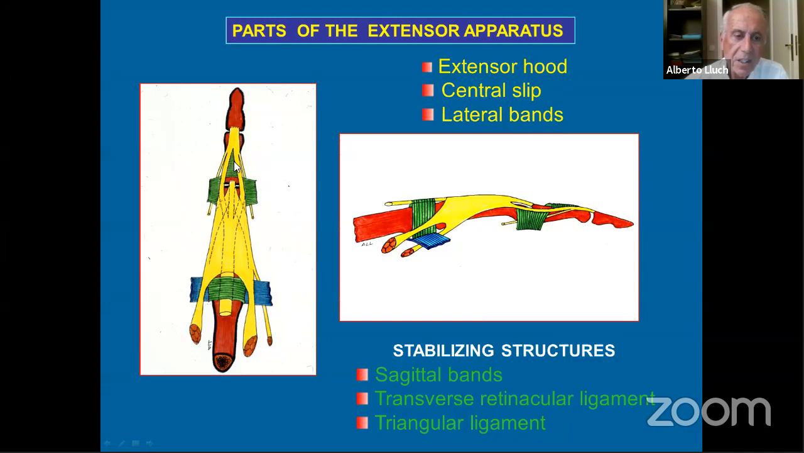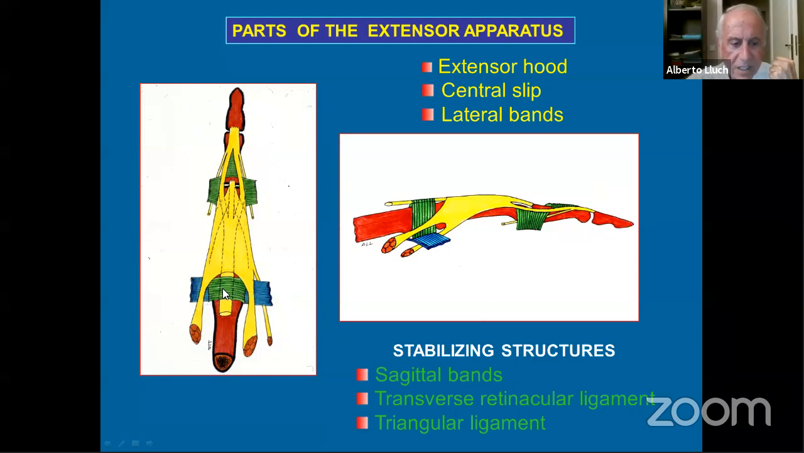Both lateral bands join together to insert distally at the level of the dorsum of the distal phalanx. But this is not like a cord or a rope, like a flexor tendon or any other round tendon. This is an apparatus, and it's bidimensional, it's flat. So we need some structures to stabilize it. We don't have pulleys here. We don't need pulleys, but we need stabilizing structures. Which are these stabilizing structures? They are painted here in green.